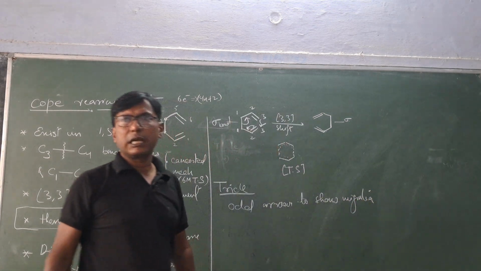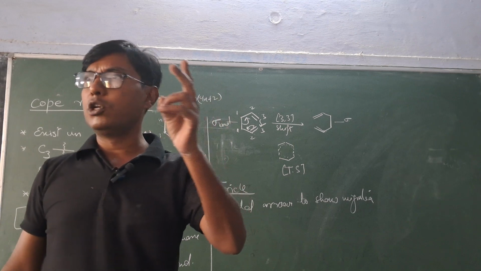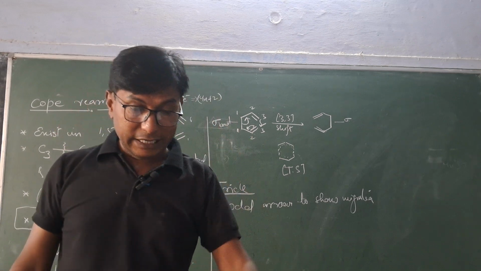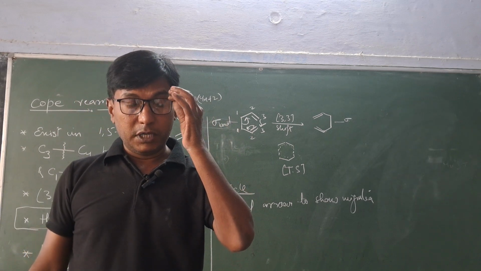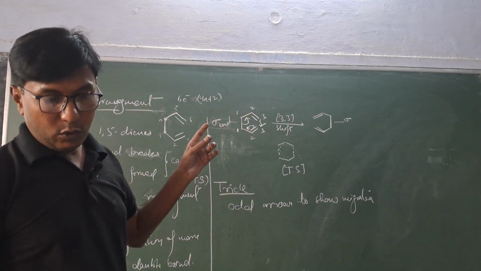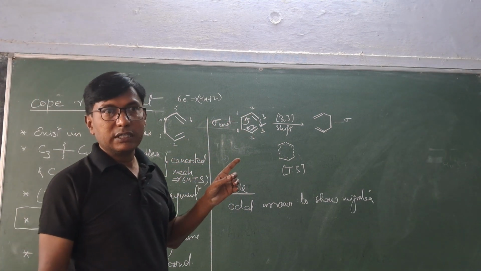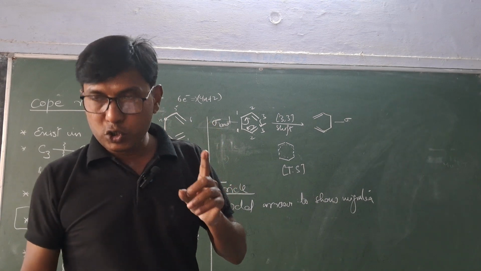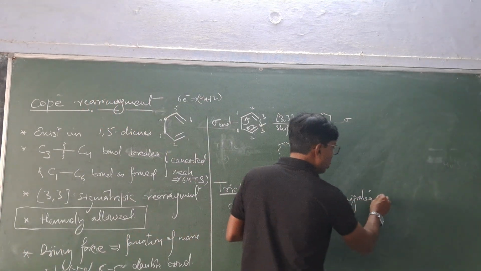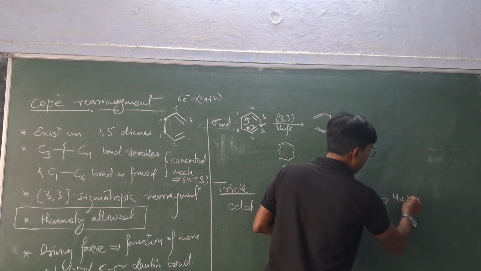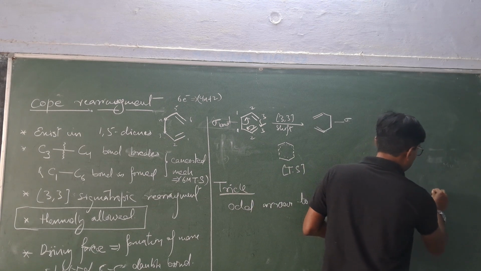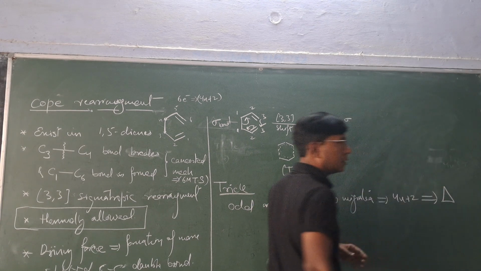See, sometimes it happens that we have only 2 arrows or 4 arrows. The even arrows are formed. If it is an odd number of arrows, then the system will involve 6 electrons, a 4n plus 2 system. It means it is a 4n plus 2 system, and it will be thermally allowed.